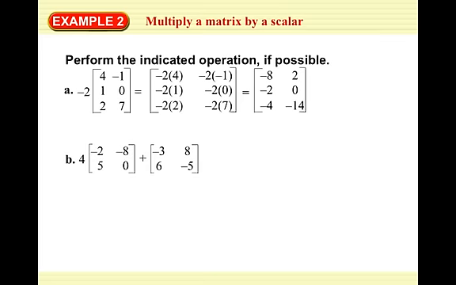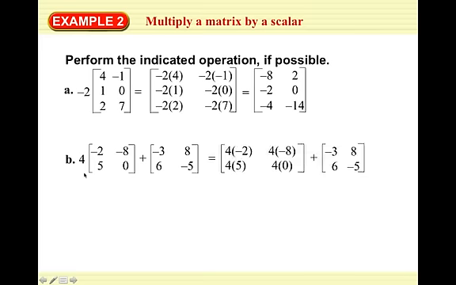All right, now we're going to combine multiplication and addition. So first thing we're going to do is multiply everything inside that first matrix by 4. So we're going to have 4 times negative 2, 4 times negative 8, 4 times 5, 4 times 0, and then we'll add the corresponding elements in the other matrix. Let's simplify a little first. So negative 8, negative 32, 20, 0, plus negative 3, 8, 6, negative 5.